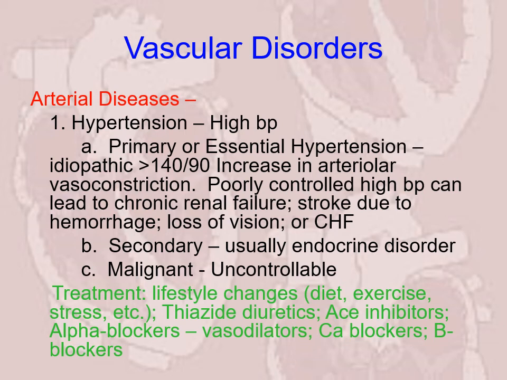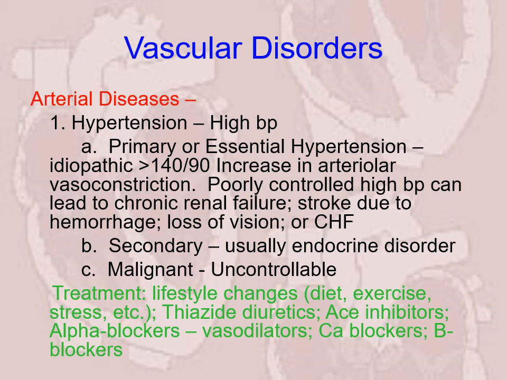Secondary usually is some type of endocrine disorder, like Cushing's disease or pheochromocytoma, which is a benign tumor of the adrenal medulla gland. And remember, the adrenal medulla produces epinephrine and norepinephrine, which would increase the sympathetic response, the fight or flight response, one of the effects of which is to increase blood pressure.